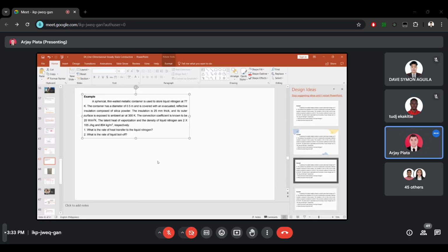Okay, so I will give you enough time to solve for this problem and then we will discuss later. I will call somebody who will volunteer for the solution. Okay, so please solve on your seat. And then after solving, please send your solution to our GC. The first one to send the solution, I will give additional points for the midterm exam.